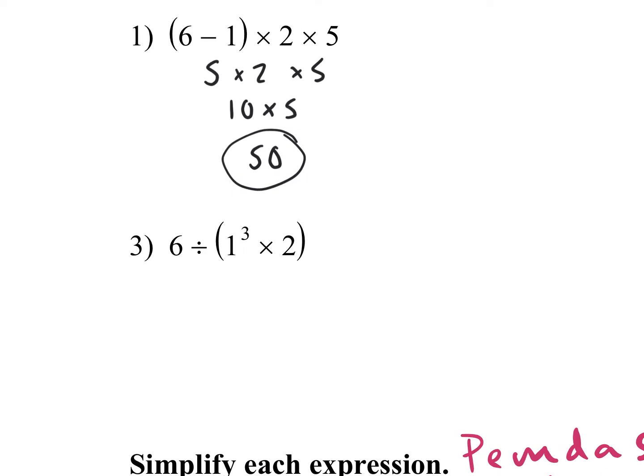Number 3. Again, I have to follow my order of operations. I have to do the parentheses first. But in the parentheses, I have to do the exponent first. So what's 1 to the 3rd power? 1. And what's 1 times 2? 2. So I have 6 divided by 2. And what's 6 divided by 2? 3.